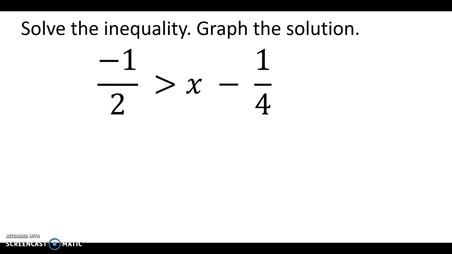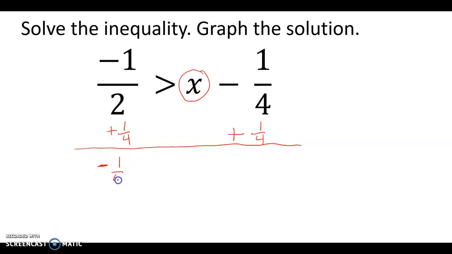Okay, so next one. Our variable term is right here, so we got to get rid of the minus 1/4. Again, if you don't have a fraction calculator, you're going to want to get one, especially if we're not at school. So we add 1/4 to both sides. So we go negative 1/2 plus 1/4. Should end up with negative 1/4 greater than x.